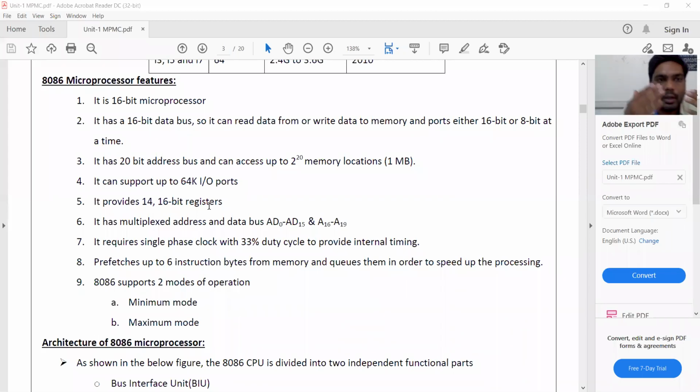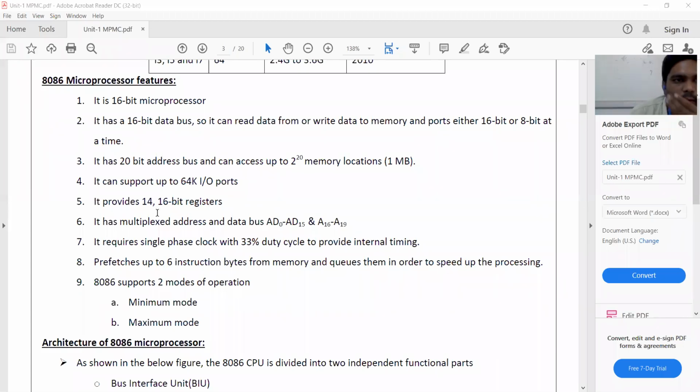So this particular 8086 microprocessor provides 64 KB. That means 64 KB is the maximum number of IO ports that can be connected to the microprocessor.